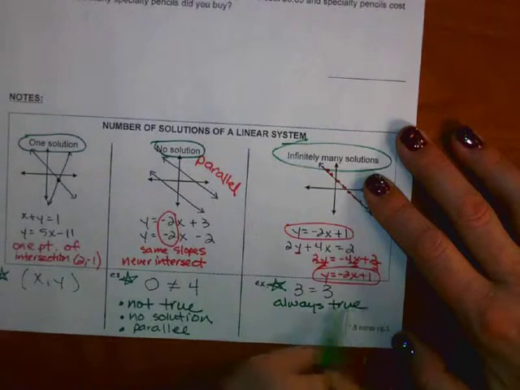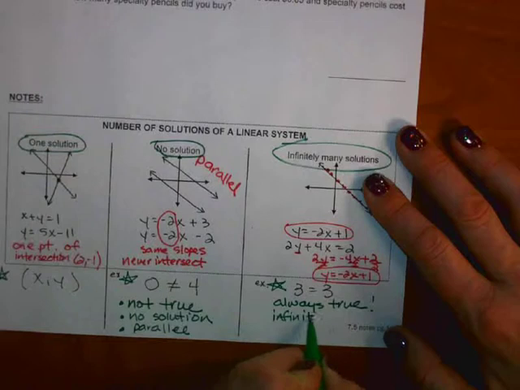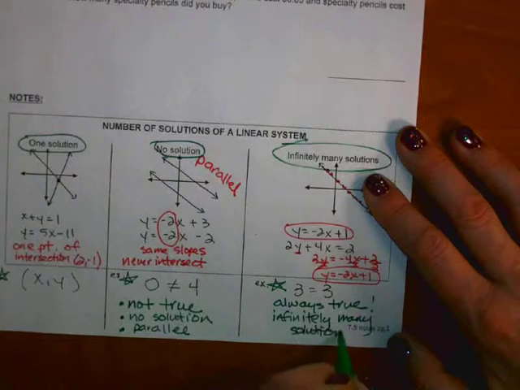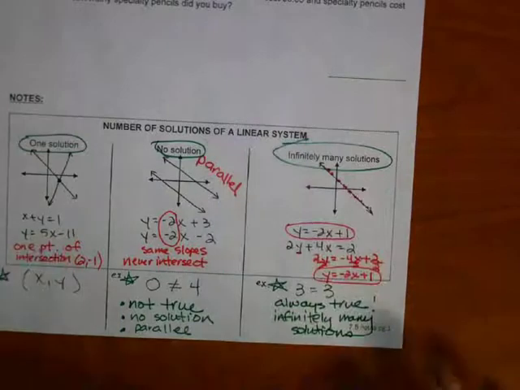Let's just fast forward to December 24th. Then there's infinitely many solutions because they're the same line. So these are instances that you're going to see when you're solving. That's why I put it in the same columns. Make sense? We'll practice. You'll see what I mean.